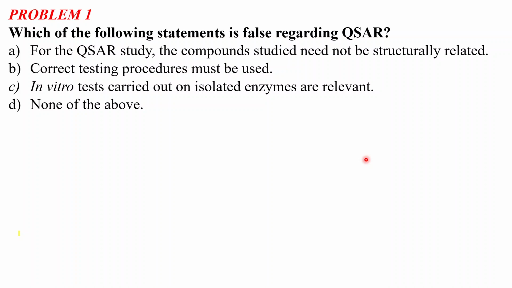Which of the following statements regarding QSAR is false? Number A, for the QSAR study, the compound studied need not be structurally related. Number B, correct testing procedures must be used. Number C, in vitro tests carried out on isolated enzymes are relevant. Number D, none of the above.